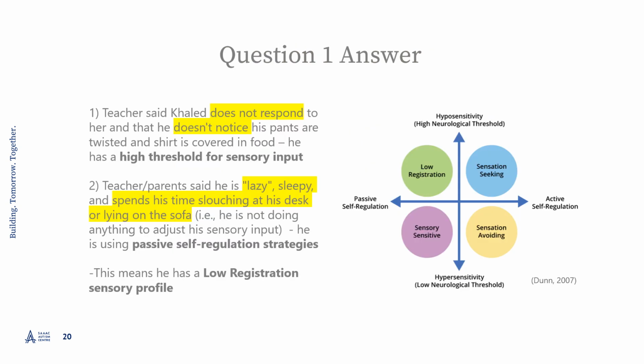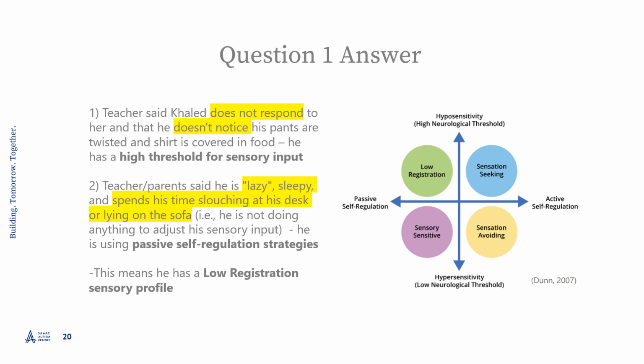Let's look back to the case study to review your answer. Khalid's teacher said he does not respond to her and that he doesn't seem to notice when his pants are twisted and his shirt is covered in food. He is struggling because he's missing things, so he likely has a high threshold for sensory input, placing him on the top of the image.